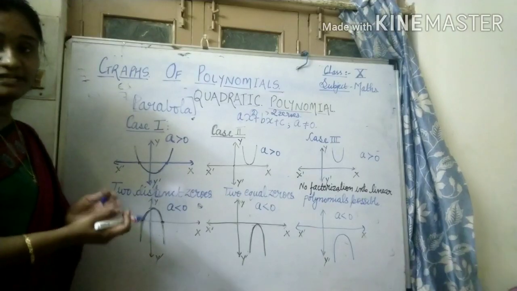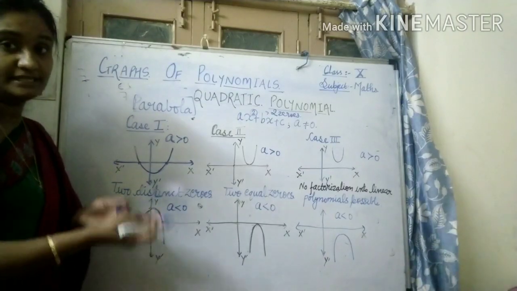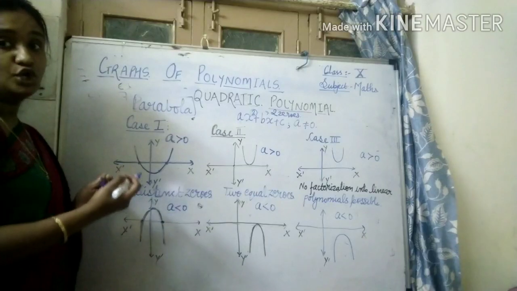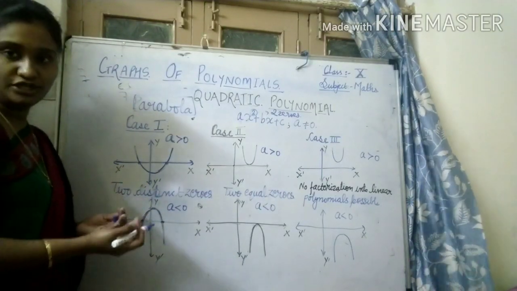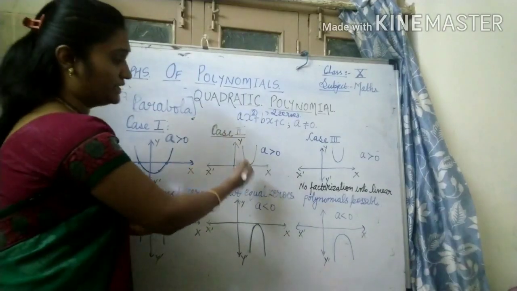Okay, it will meet the x-axis at two distinct points. Reason: when it has two different values of x, there are two different zeros of the polynomial. Let's move on to case 2.